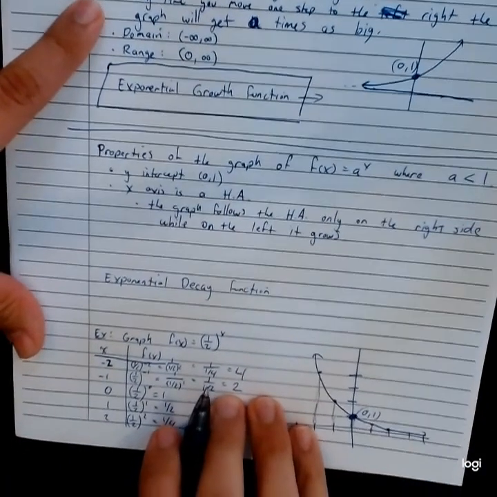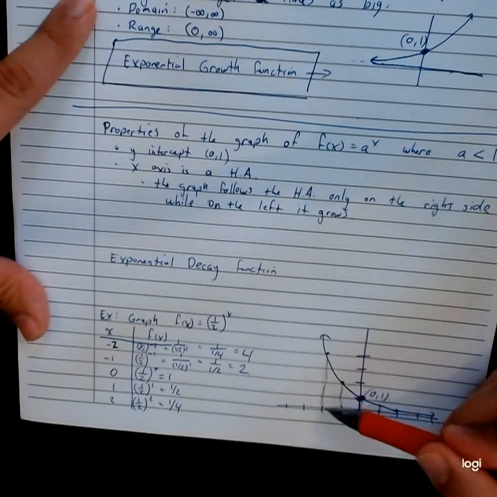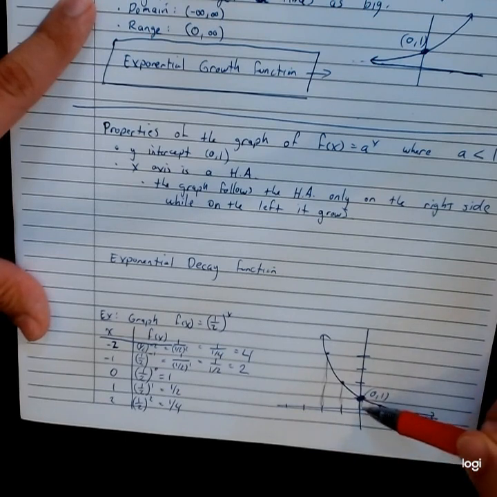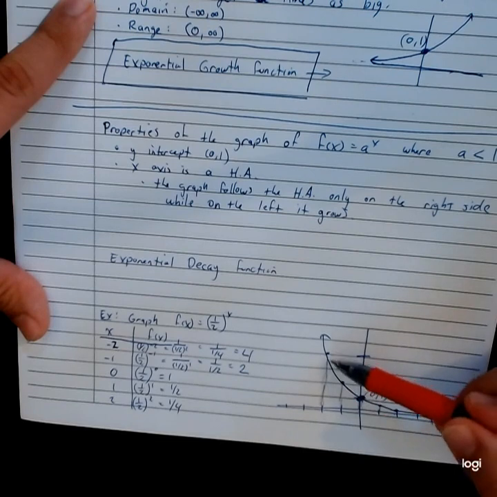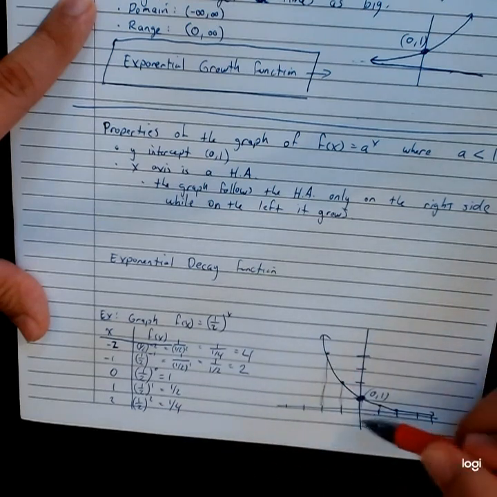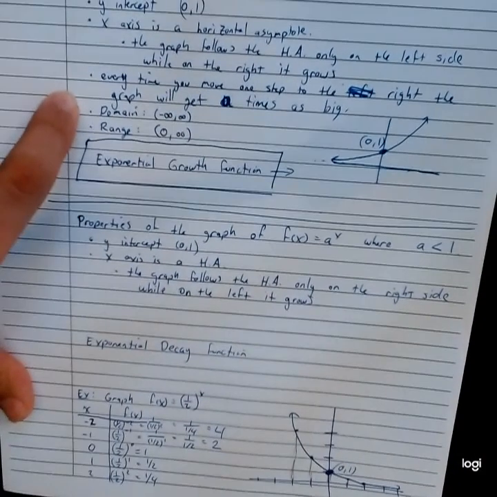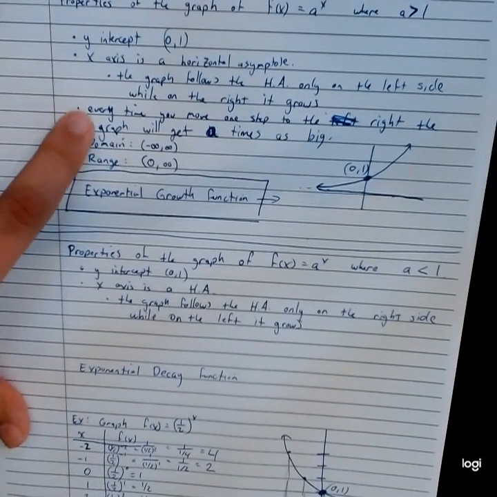Here, every time you move one step to the right, this started off as 4. I take a step to the right, that's now a height of 2. Another step to the right, a height of 1. Another step, a height of a half. So every time I take a step to the right, I'm cutting this in half. Well, that's what the base was. The base is telling you that every time you take a step to the right, you multiply your current height by that. That's exactly the same thing the previous function did. Every time you move one step to the right, the graph will get a times as big. In this case, half as big.